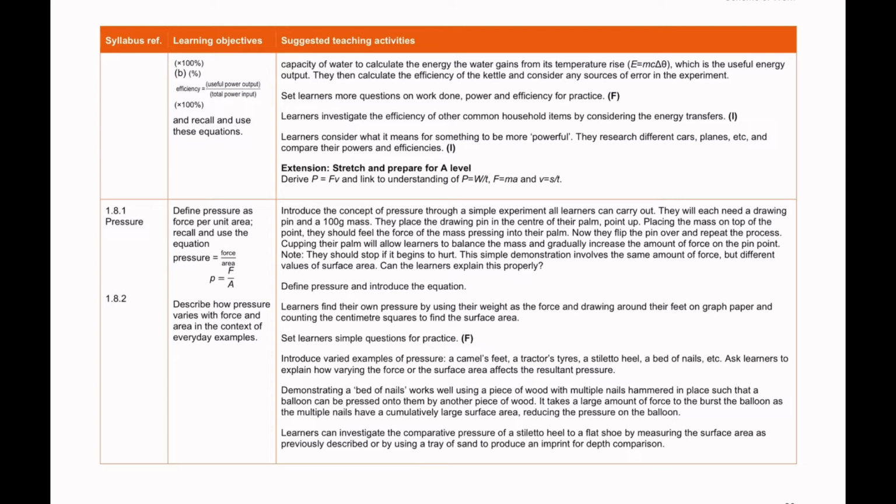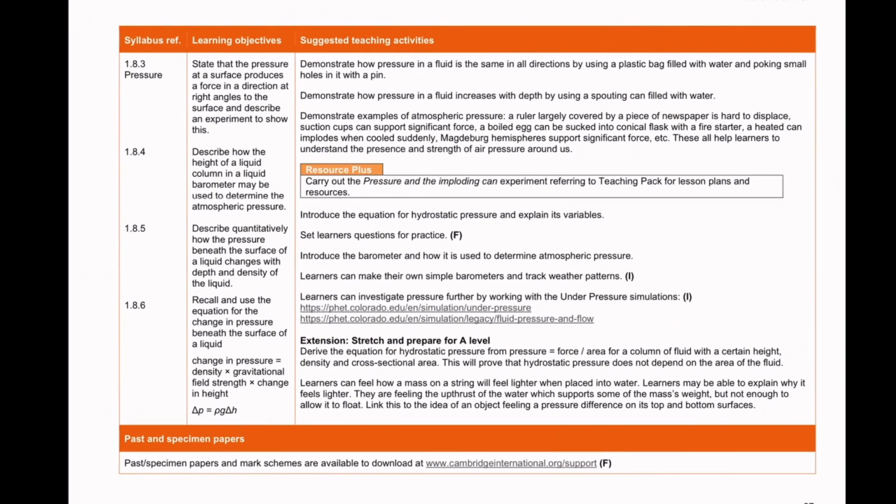Key concept 1.8.1 Pressure. Learning objectives. Define pressure as force per unit area. Recall and use the equation: pressure is equal to force upon area, or P = F/A. Describe how pressure varies with force and area in the context of everyday examples.